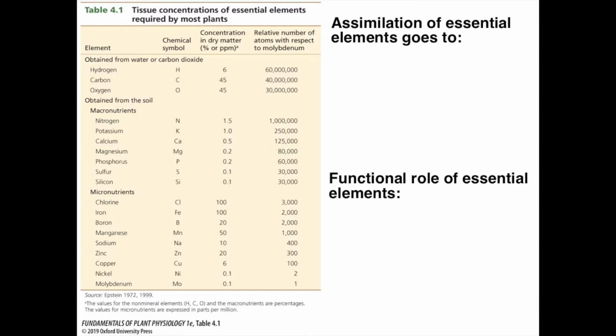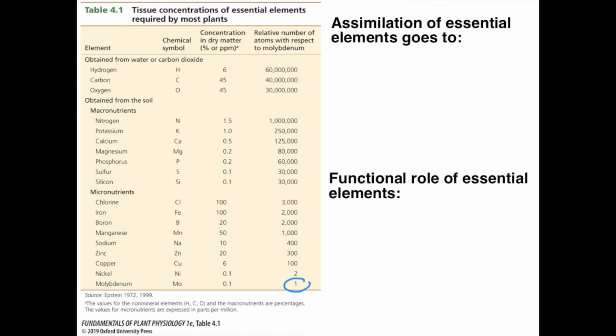One interesting one I always find it difficult to say is molybdenum. That is a really interesting element. As you can see, looking at this particular table, there's this interesting metric used in this column, relative number of atoms with respect to molybdenum. So what that means is essentially we don't need much of it. It is found in such low amounts relative to all these other essential elements.